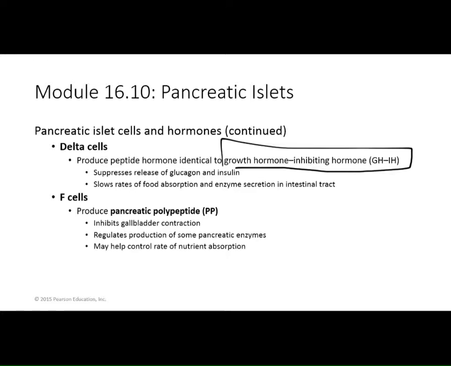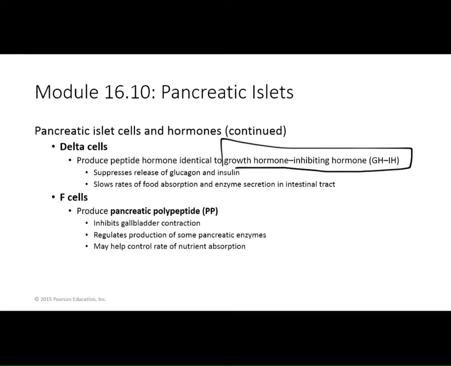You want your digestive products to pass through your gut slow enough so that your cells can absorb the nutrients, but fast enough that it doesn't rot along the way, right? There's kind of a perfect timing of this system. And the delta cells and what they produce have a lot to do with the rate of movement through your gut. Then there are F cells.